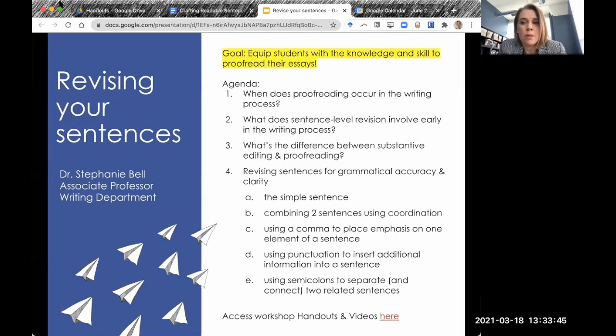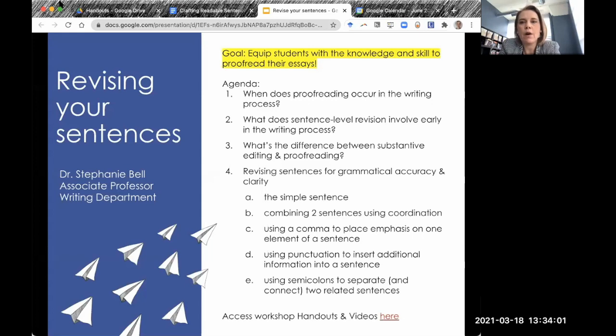You can find information about courses that you can enroll in. We have lots of gen ed courses in our department that can help you become a better writer and build those types of writing skills.